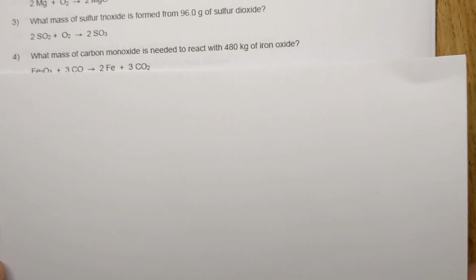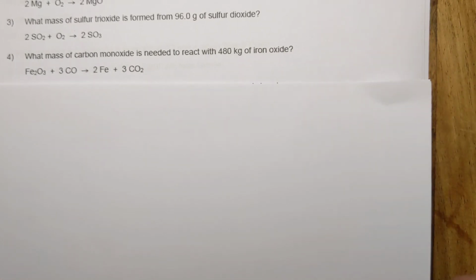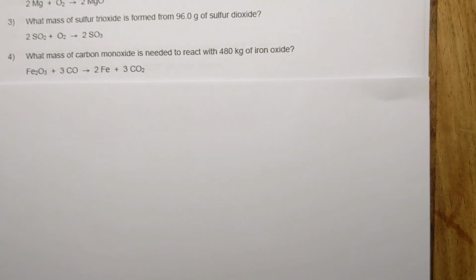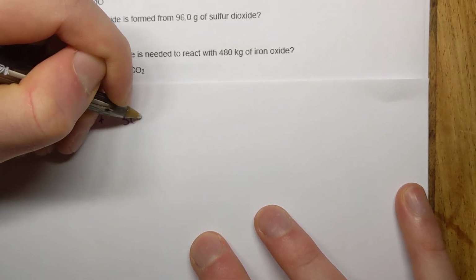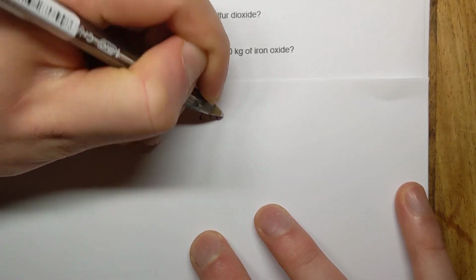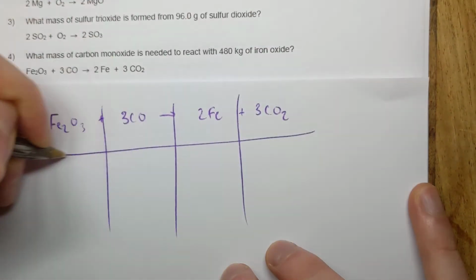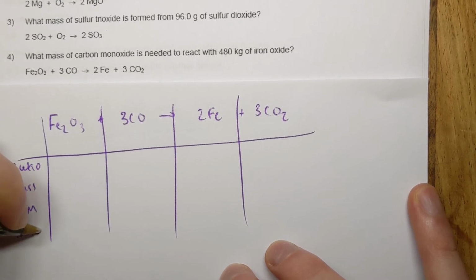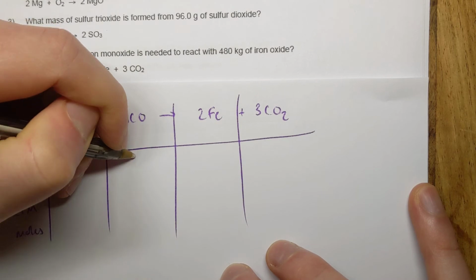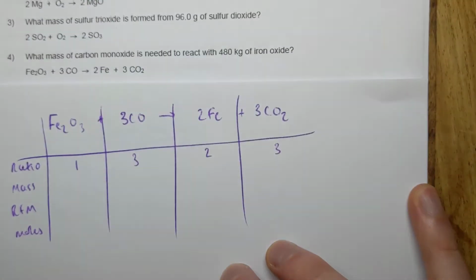Question 4. What mass of carbon monoxide is needed to react with 480 kilograms of iron oxide? This one's got a wee twist in that the mass is given in kilograms, but that doesn't put us off. Equation: Fe2O3 reacts with 3 COs to give 2 Fe plus 3 CO2. Ratio, mass, RFM, moles. Ratio first is a 1 to 3 to 2 to 3 ratio, just from the balancing numbers.